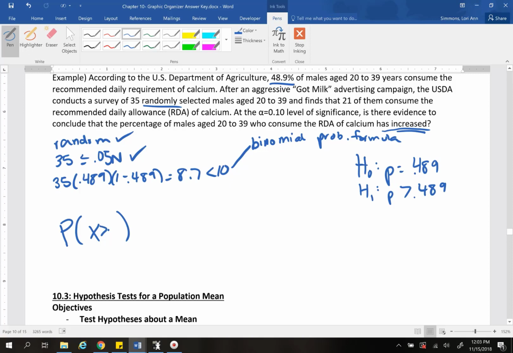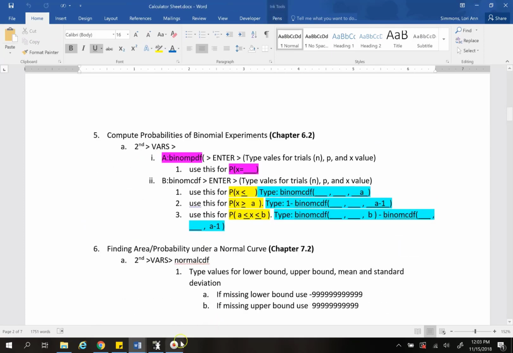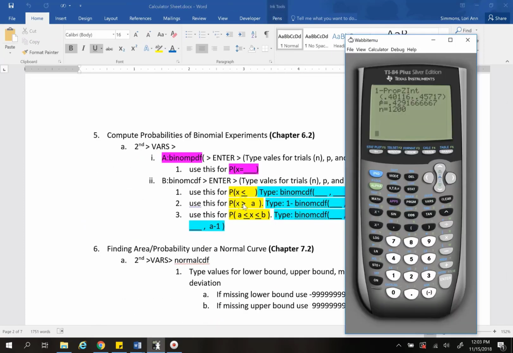And how many did they find that consumed it? 21. So we want greater than or equal to the 21. So greater than, we're going to use number 2 here. So we're going to do 1 minus, and then binomial CDF. Careful, binomial CDF.